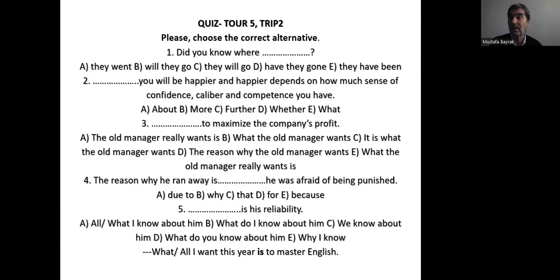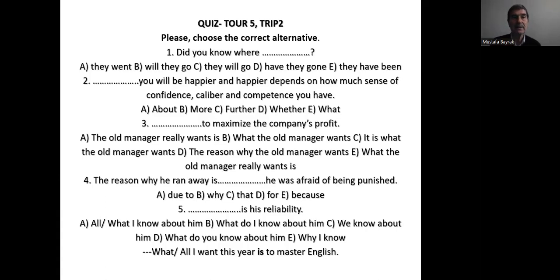And we will study the past perfect tense soon. So it can also be like this. Did you know where they had gone? Go, went, gone. Where they had gone is also possible. But it isn't one of the alternatives.